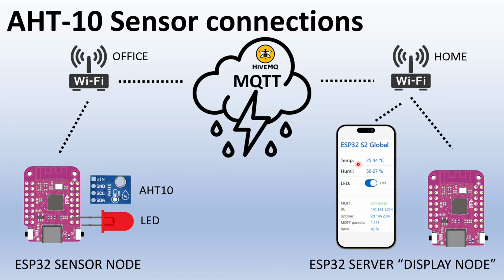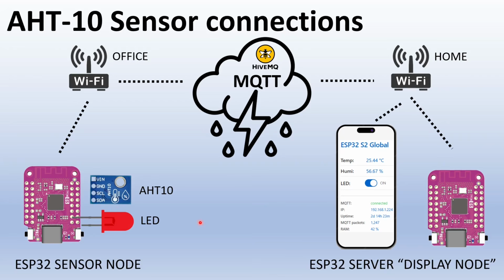The communication is bidirectional. The web page has a button switch to control the LED at the office. If you toggle the button, the display node ESP32 will send an MQTT message to the MQTT broker, which will then relay the message to the office sensor node, which will switch the LED connected to GPIO8 on or off.